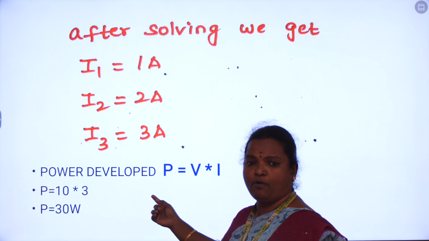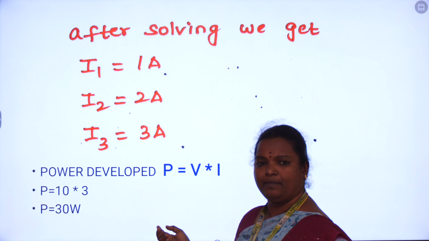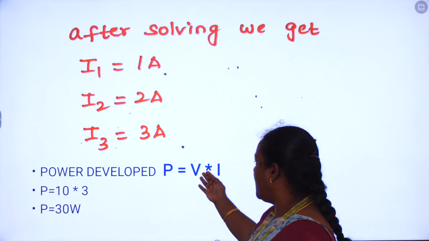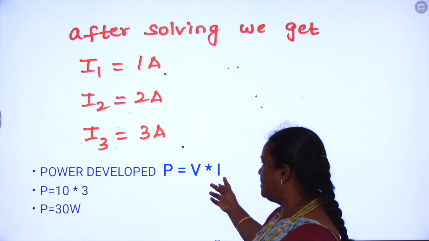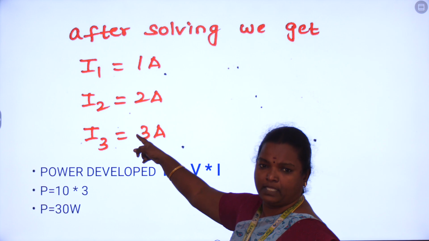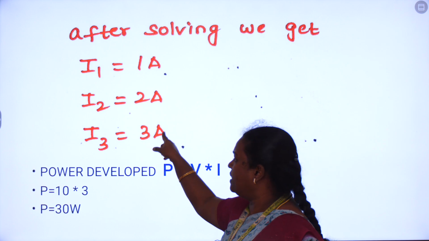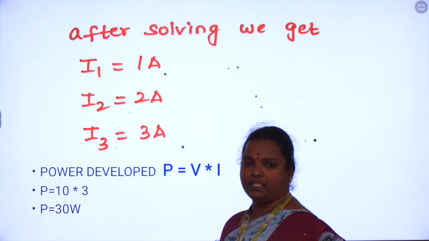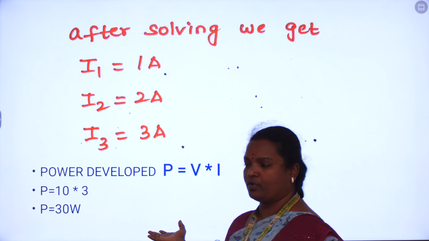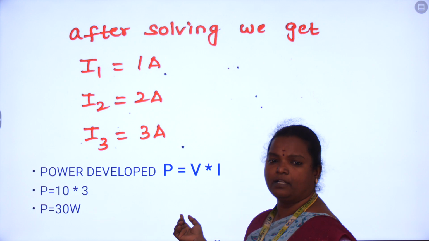So the formula for power developed is the product of voltage into current, and the voltage present in that particular loop is 10 volt, and the current is that in the third loop. We found that the current flowing in the third loop is 3 amps. So 10 into 3, we get the power across this source as 30 watts.